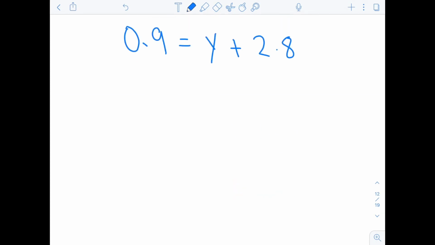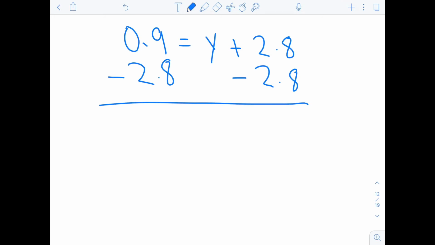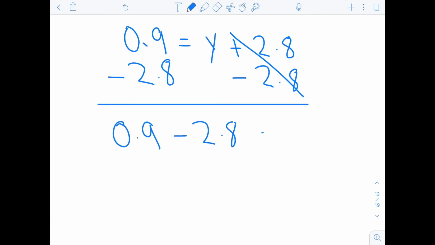So let's do one with decimals. 0.9 equals y plus 2.8. To get y on its own, we have to get rid of that 2.8. So we can subtract 2.8 from both sides. So 2.8 minus 2.8 cancels out, and you're left with 0.9 minus 2.8 equals y.